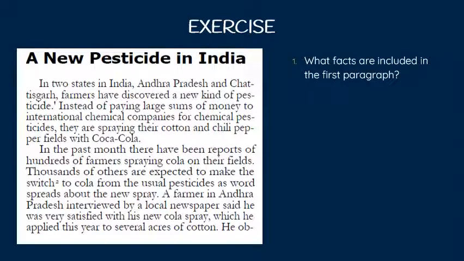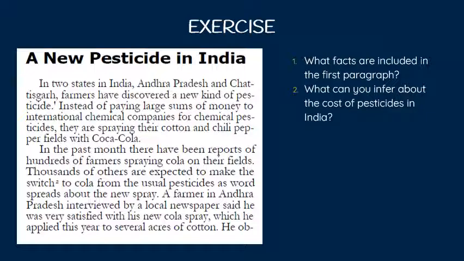And here I have 2 questions for the first paragraph. The first one is what facts are included in the first paragraph. Okay, at this time you have to recall your understanding about facts that already explained previously. And the second, what can you infer about the cause of pesticide in India? So you may pause at the moment if you need some time to read the passage first.